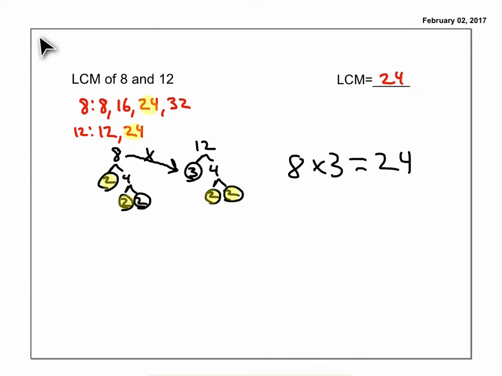You can also go the other way as well. What factor in 8 is not shared with the factor in 12? Well, that one would be this 2 right here. That one's not highlighted. That one's not shared. So you could try 12 times 2, and you also get 24. So you could use this method to also find the least common multiple.